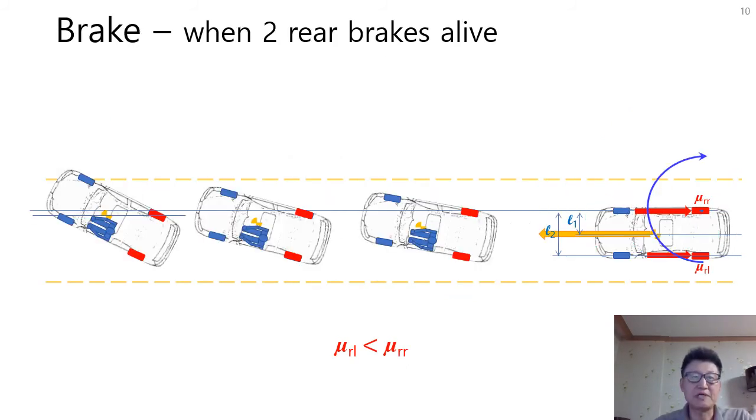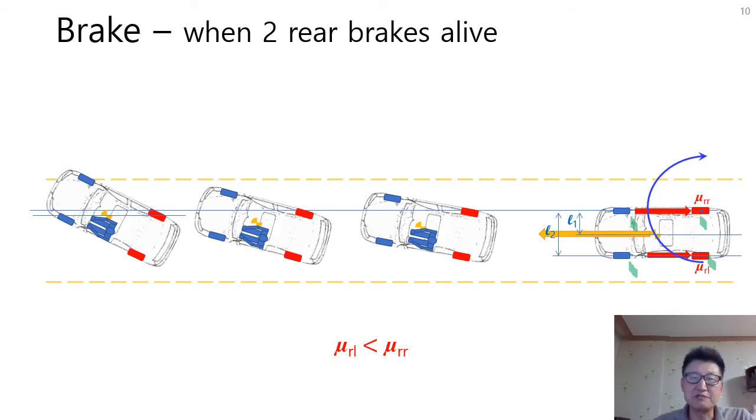This is our sixth case. Both of the rear two brakes, with red color here, are all alive, while both of the front two brakes, with blue color here, are all dead. What happens at the panic brake, assuming that the right-hand friction coefficient is larger than that of the other side? A car tends to rotate clockwise.